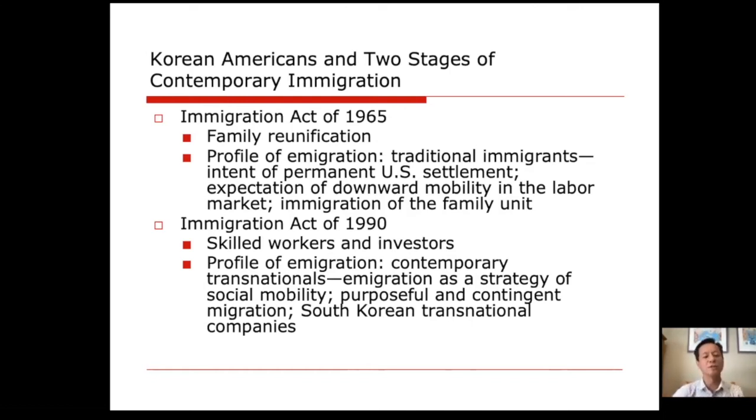I tell all my students that they are children of the Immigration Act of 1965. The Immigration Act of 1965 removes, for the first time since 1882, any racial or ethnic-based restriction on immigration. All the countries could send immigrants under this quota preference system, and it emphasizes family reunification. Latinos and Asian Americans are the biggest beneficiaries of the Immigration Act of 1965.